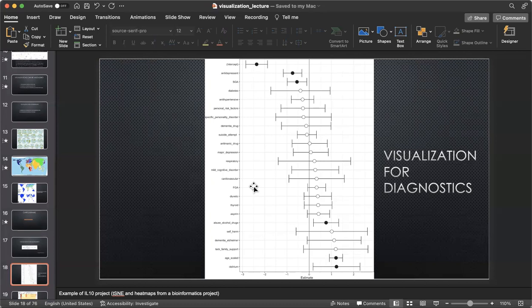There are other protective factors. So for example, if you are on this particular medication called SGA, or if you are on antidepressants, then these are protective factors. They help protect against dying in the next 5 or 10 years. So these are all visualizations for diagnostics.